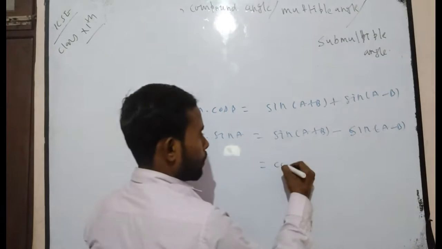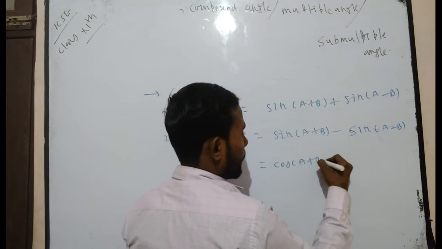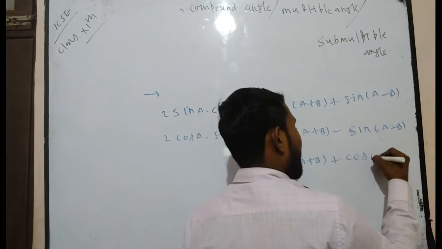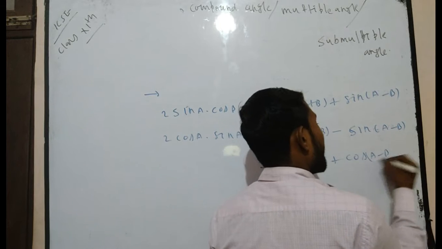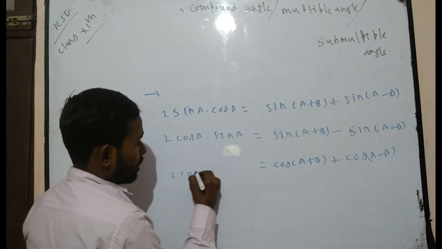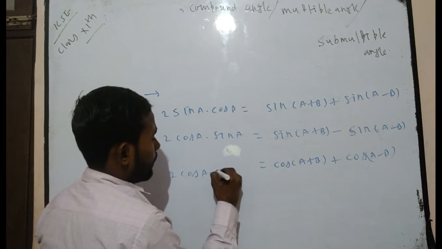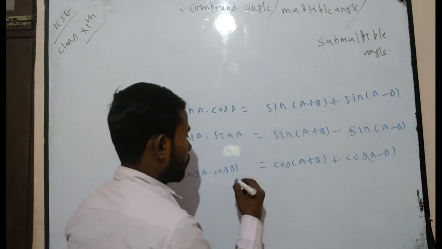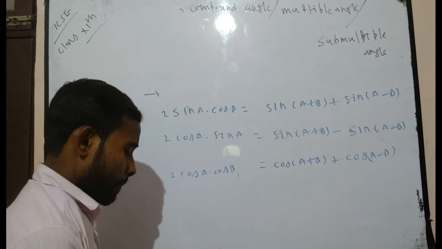After it, cos(a plus b) plus cos(a minus b) is equal to 2 cos a into cos b.